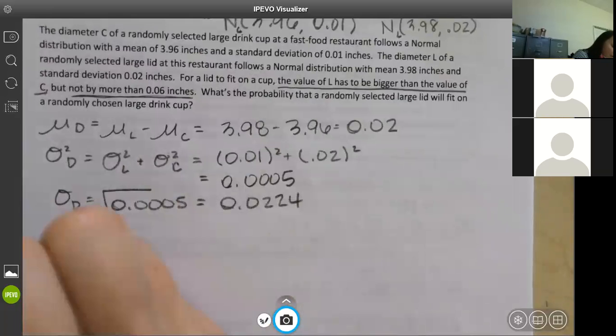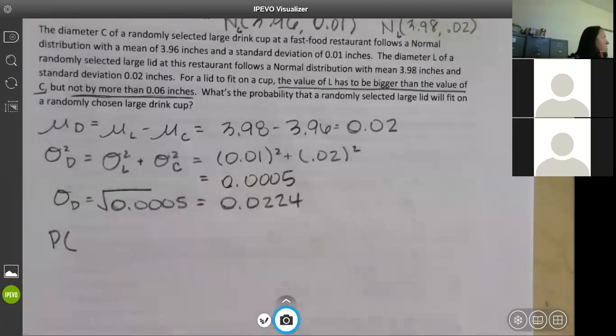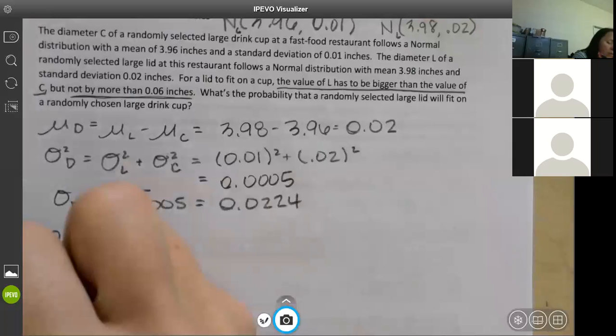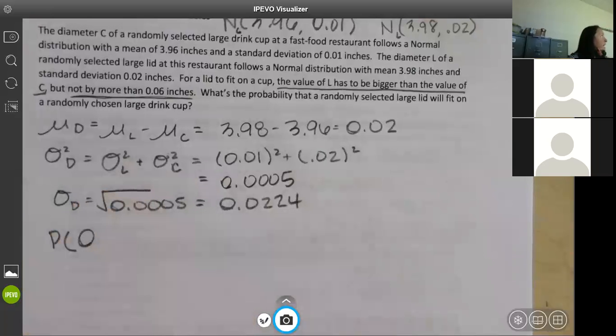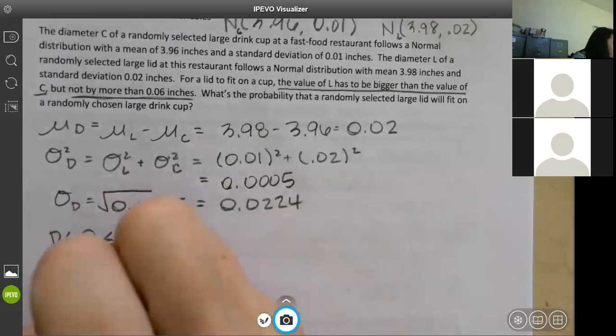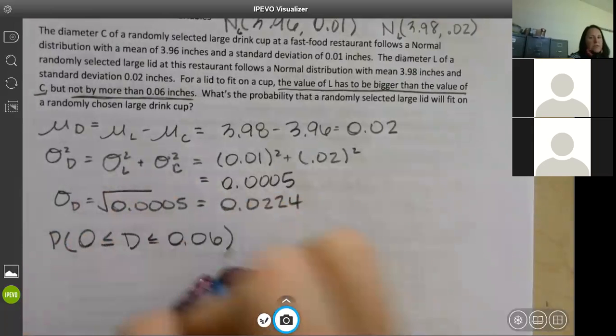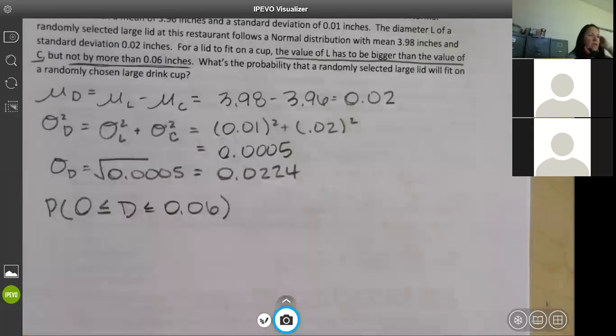So then our probability statement, it can't be more than 0.06 inches, but what I need you to realize is it also can't be less than what? 0. It has to be a positive number, right? So 0 is a perfect fit. There's no gap. That's a perfect fit. Less than or equal to the difference, less than or equal to the max it can be is 0.06. So remember, 0 is a perfect fit. You don't want anything less than that. That's why we're using 0.